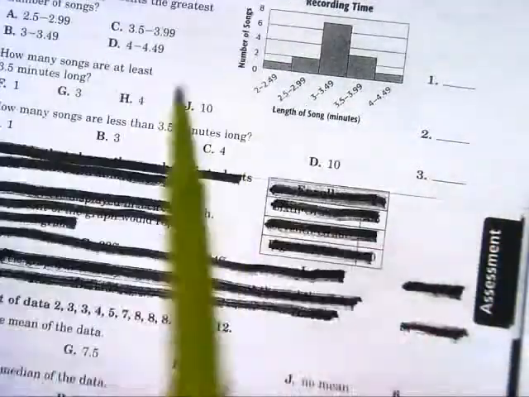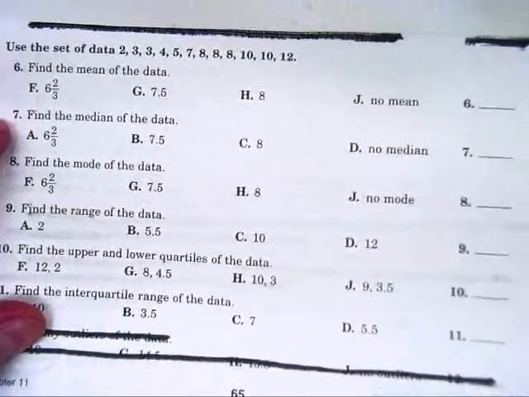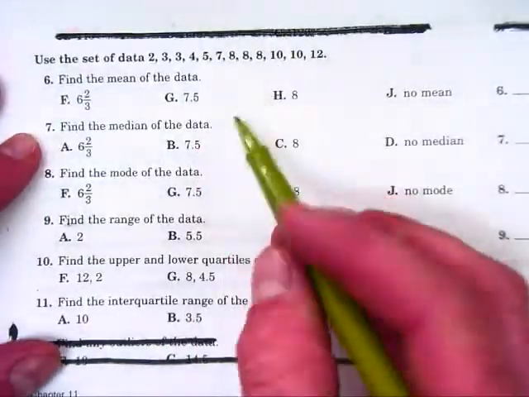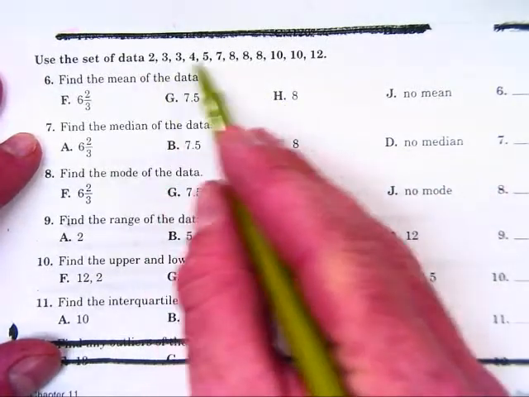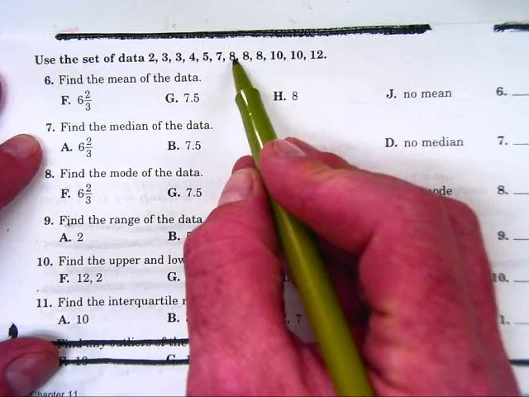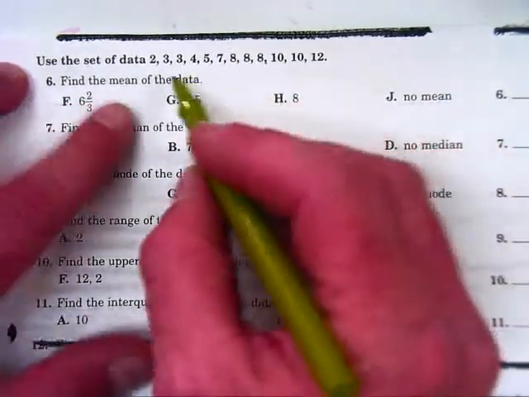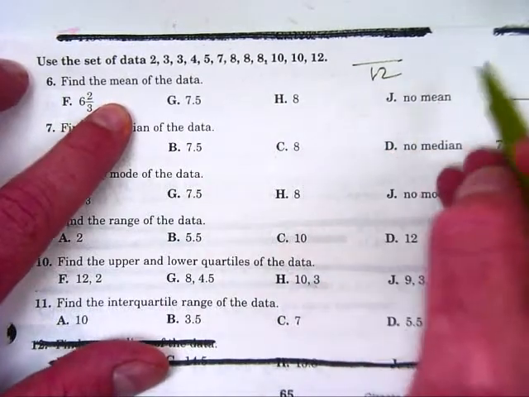Let's move on to number 6 here. We skipped those other ones. We need to use this set of the data for number 6. To find the mean, we just add all these numbers up and divide by 1, 2, 3, 4, 5, 6, 7, 8, 9, 10, 11, 12. So whatever those numbers add up to, we divide by 12. So I'm going to put a 12 there.